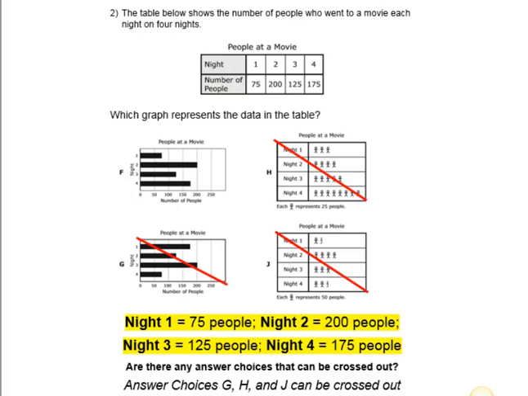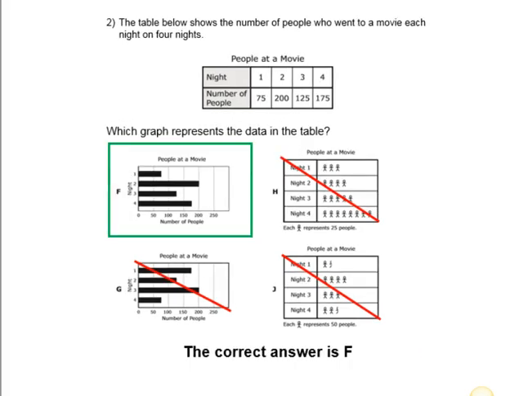Okay, so again, by looking at the data and seeing what we're looking for, we've already crossed off 3 answer choices and we're left with our correct answer, which is F. Okay, F is the correct answer. Let's move on to question number 3.